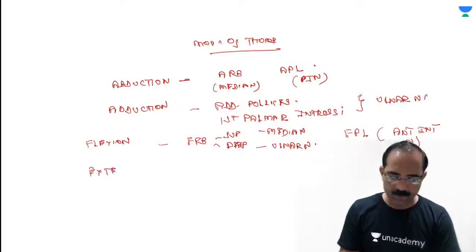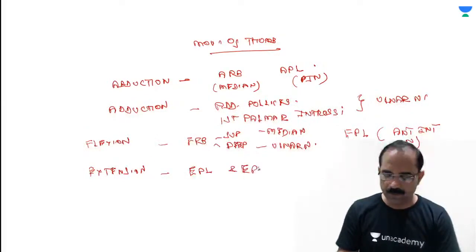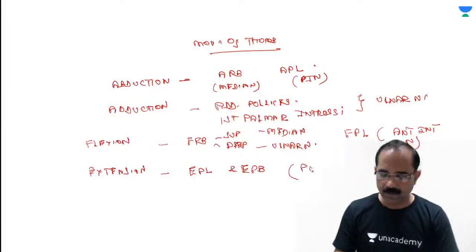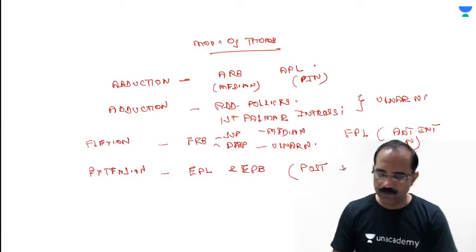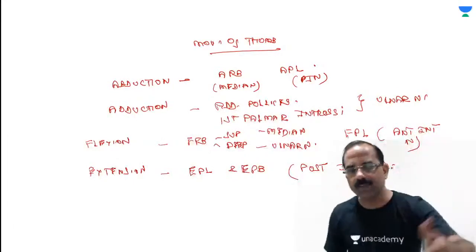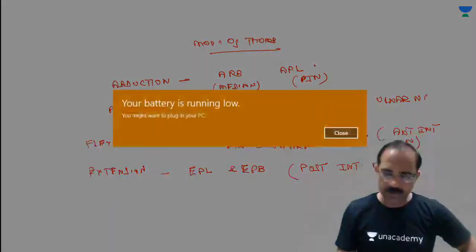Extension. Extension of thumb is done by whom? Extensor pollicis longus and extensor pollicis brevis, and this is supplied by the posterior interosseous nerve. Posterior interosseous nerve is a deep branch of the radial nerve.